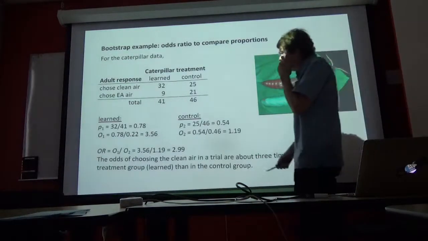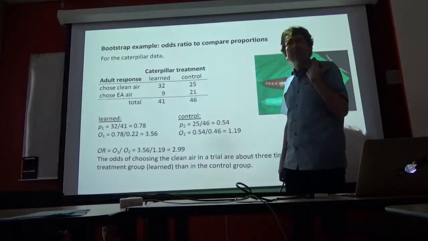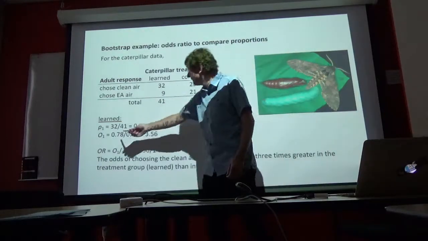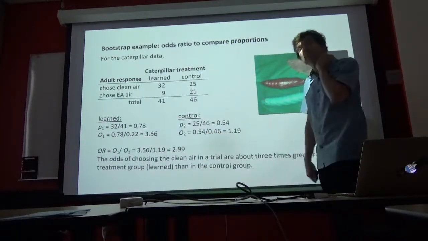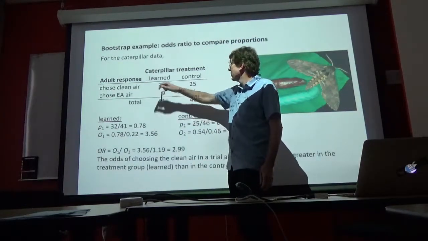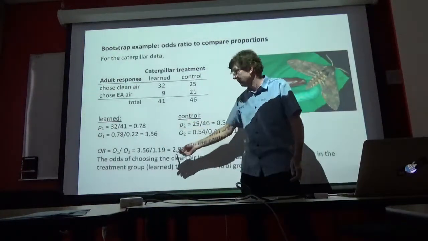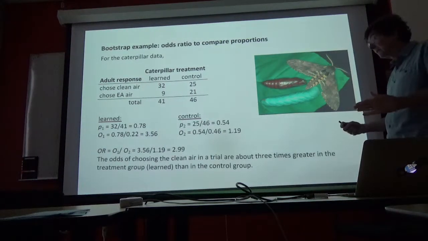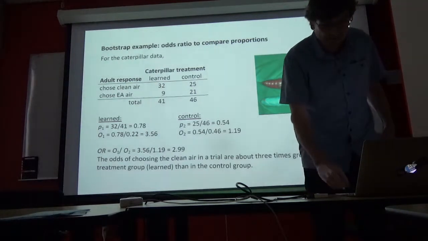So in this case, the controls, the odds were pretty close to 1 to 1. About as many chose clean air as chose the ethyl acetate. So that's p over 1 minus p for the control group. And the same for the learned treatment, the odds were 3.56. So 3.5 to 1 was the odds. About 3.5 times as many chose this as this. The odds ratio, then, is the ratio of these two numbers, which in this case is 2.99, essentially 3. The odds of choosing clean air are about 3 times in the treatment group what they are in the control group. That's the odds ratio.